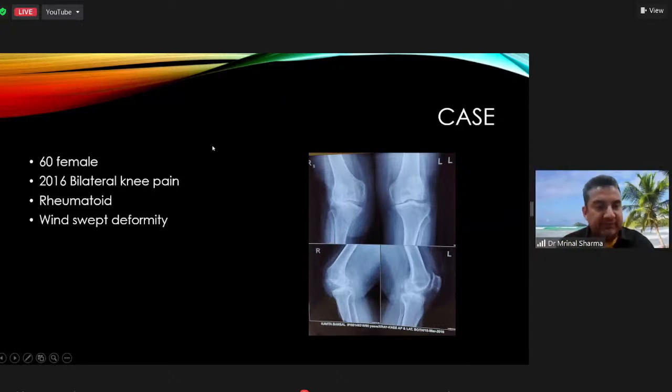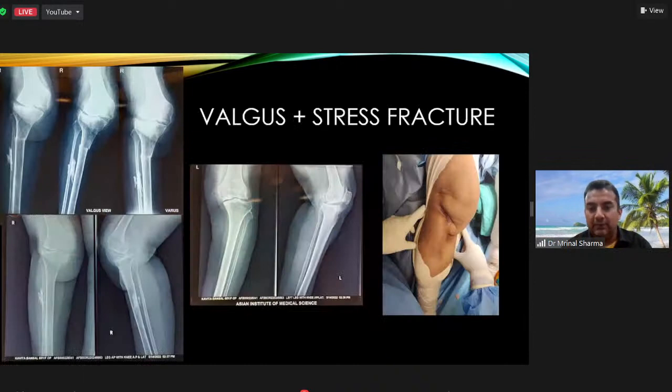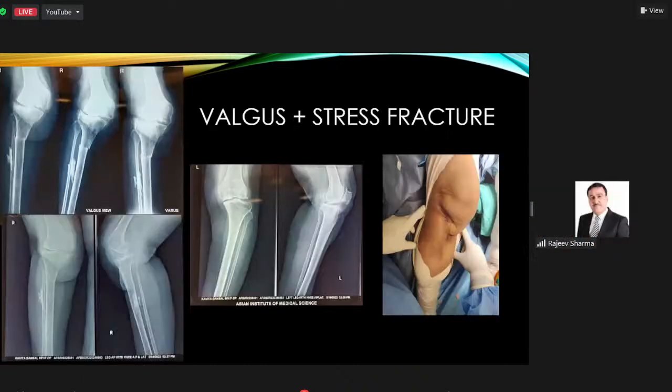Okay, fine. So I'll be presenting a case which would be probably a cakewalk for stalwarts, but a learning message for youngsters. This is a 66-year female, actually. She came to me in 2016 with bilateral knee pain, and she was rheumatoid, and she had this windswept deformity. And I advised a total knee replacement, which she did not agree to. And almost 6 years down the line, she came to me. It's not moving. Yes, okay now. So this is how she came to me.